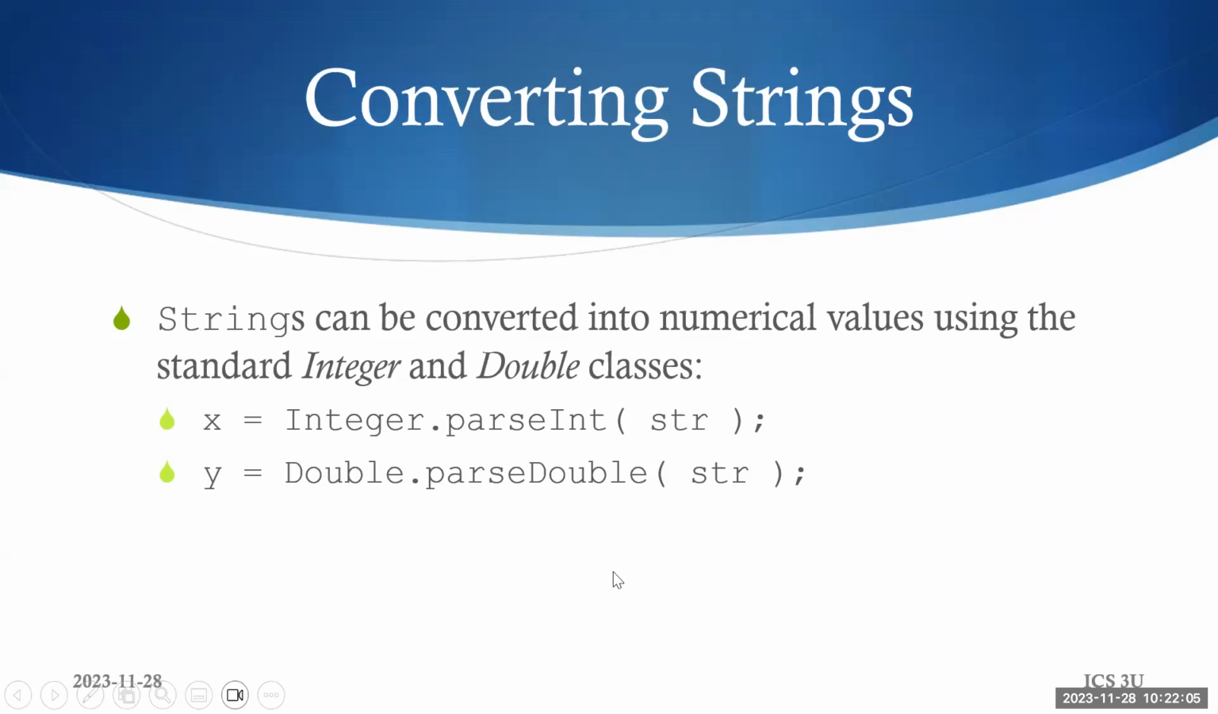Okay, here we have parsing. So this is another way of turning a string into an integer. You'll take whatever string there is, drop it into the brackets, Integer.parseInt, and that saves to the variable x. Same thing, you can parse with double as well.